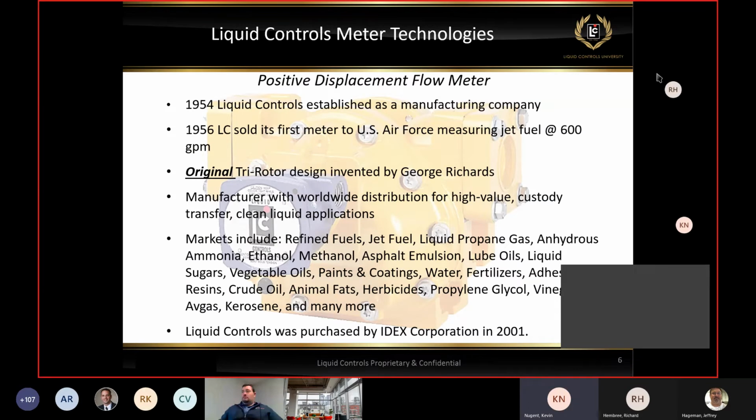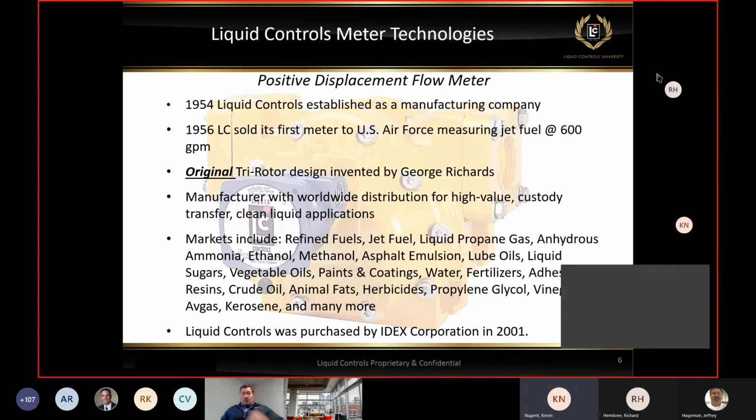Liquid Controls is a positive displacement flow meter. We were established as a manufacturing company in 1954. In 1956, we jumped into the meter industry with both feet in the deep end. We received our first meter order from the United States Air Force, measuring jet fuel at 600 gallons per minute. No small feat for providing the first meter.